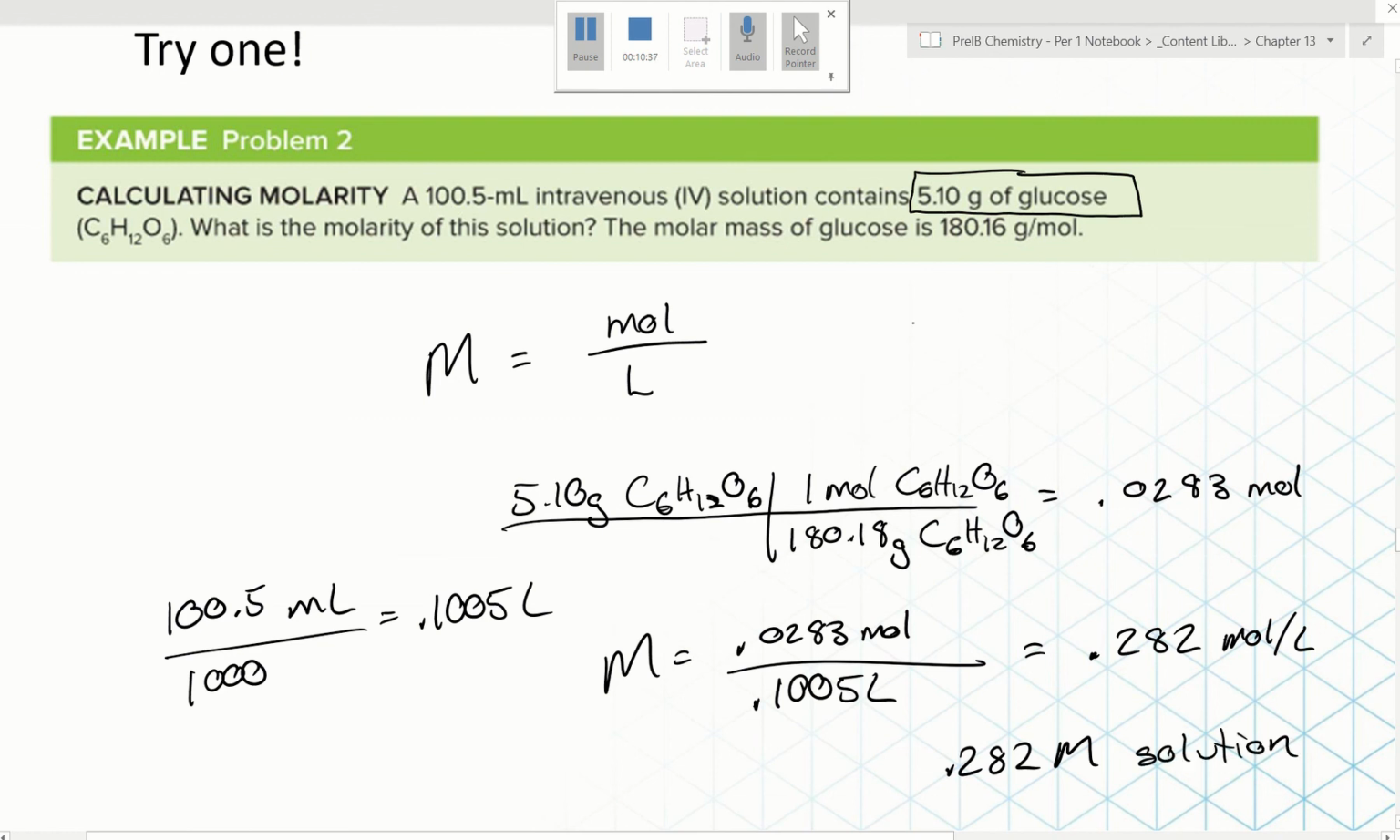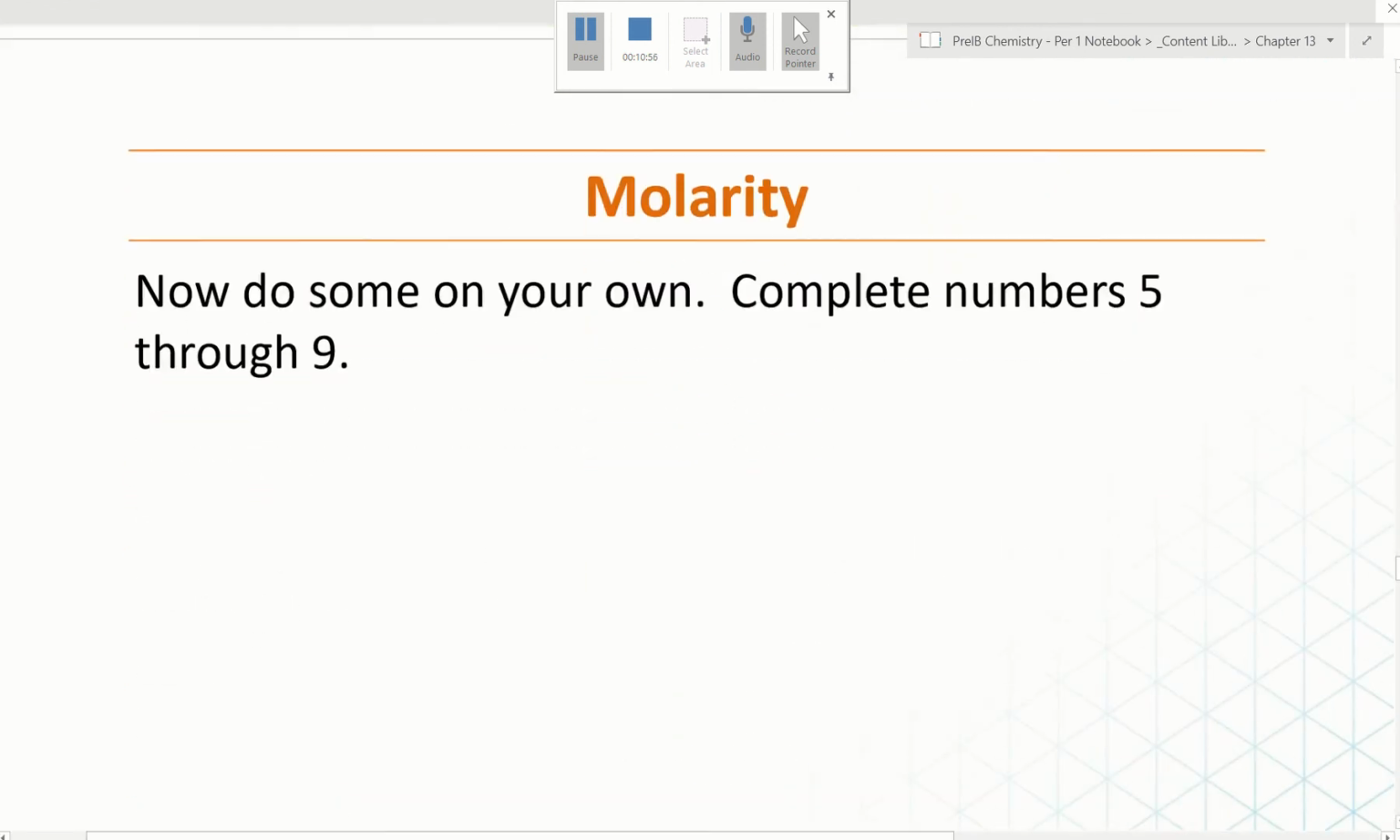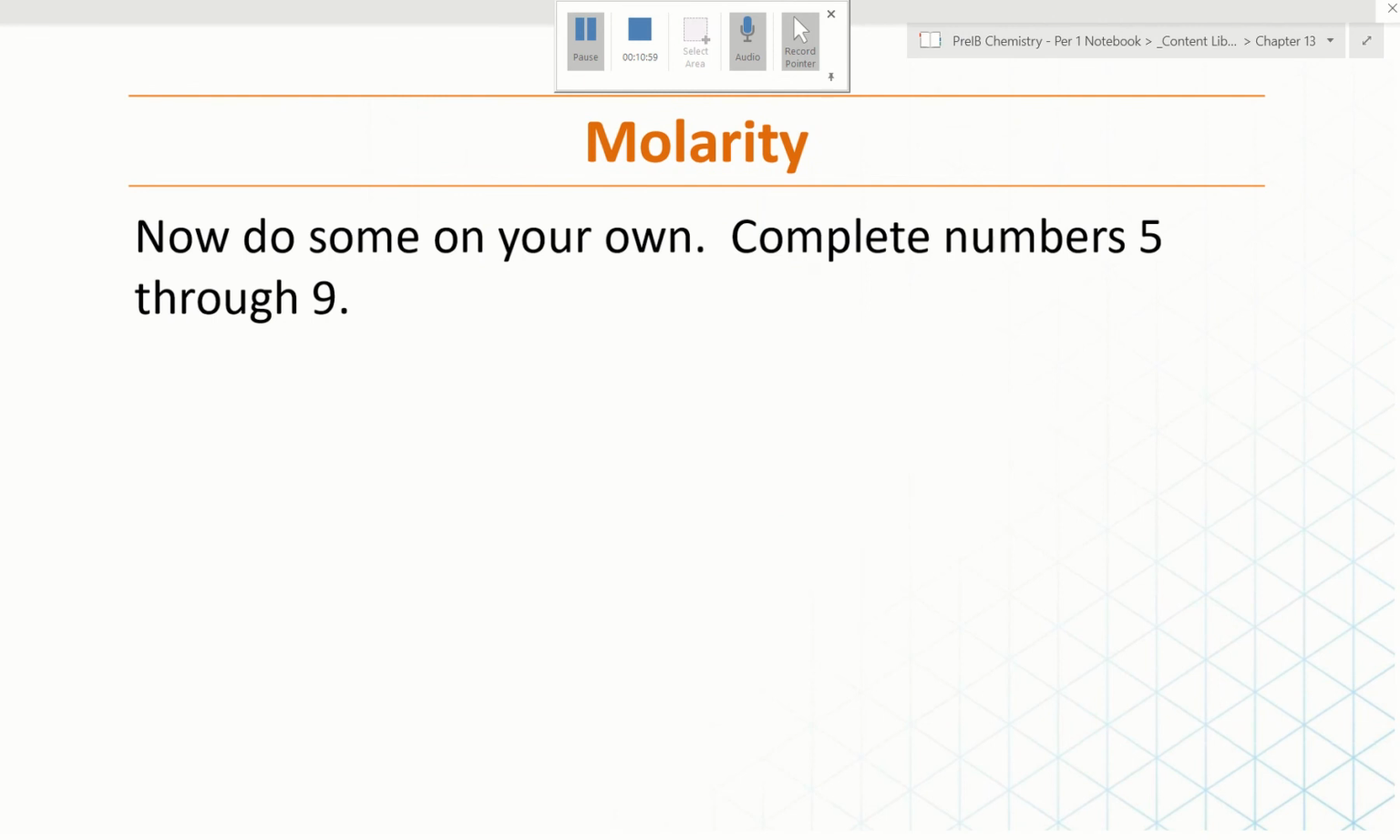And after solving that, I just noticed they gave us the molar mass there of 180.16 they found instead of 180.18. I'm pretty sure either one's going to give you a pretty similar answer. So that's how that guy's solved. If it went too fast, then back the video up and watch that guy again. But now you can do numbers 5 through 9. In 5 through 9, you're going to go a couple different directions. You're going to solve for molarity, but then you're also going to be given molarity and have to solve for some other factors as well.